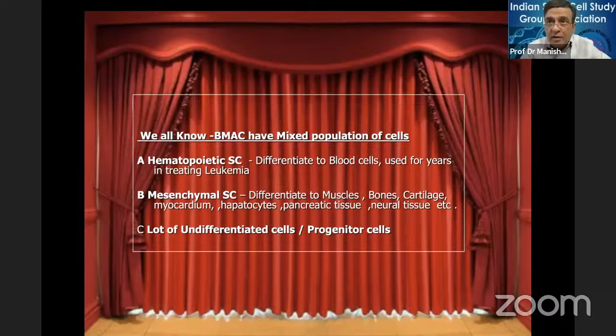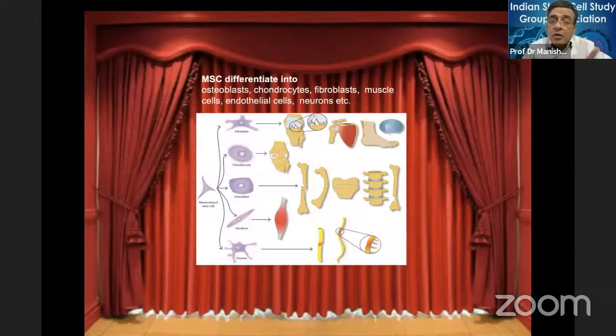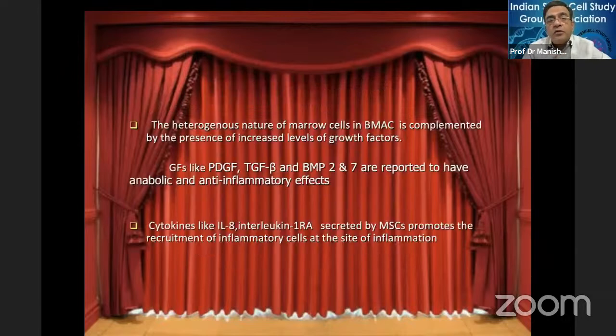So how are we going to have the benefit from the bone marrow concentrates? Since it has hematopoietic cells, it has a few undifferentiated cells. So they're going to do their job by the fibroblast activity, chondrogenesis, osteoblastogenesis, and it is all because of the growth factors. This heterogeneous nature of the bone marrow cells in the BMAC is complemented, as mentioned earlier, by the growth factors. We are only bothered about these growth factors, nothing to do with the cells. And the cytokines like interleukin-8 and interleukin-1RA, secreted by the MSCs, do a wonderful job for the inflammation process.